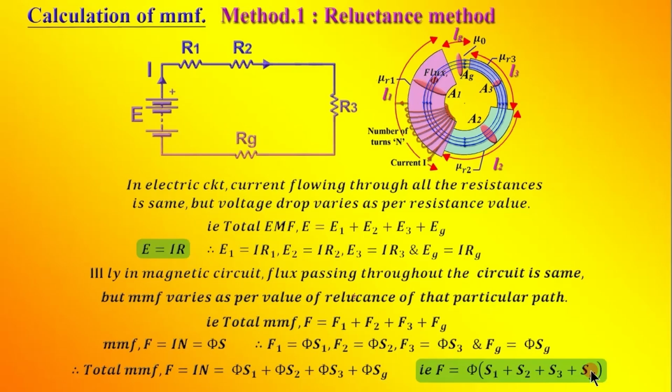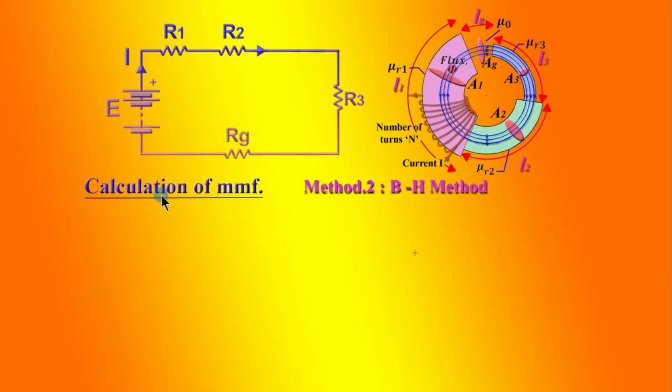Another method for calculation of MMF is the BH method. See here, the total MMF F is equal to the MMF of the individual sections, that is F1 plus F2 plus F3 plus Fg. Let this be equation number 1.